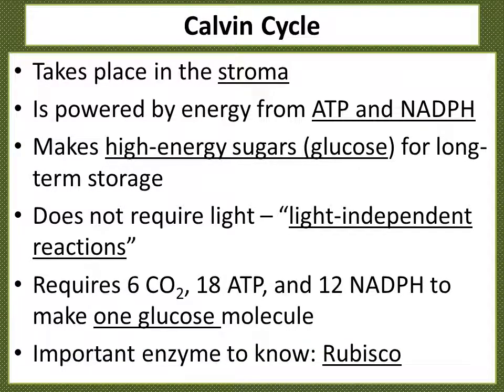The important enzyme to know is Rubisco, and it's going to just catalyze basically the very first step. Remember that enzymes are proteins, and if you're talking about an enzyme, it speeds up the rate of a reaction. This is all Chapter 2 review. So your Rubisco is a very important enzyme because it starts the Calvin cycle.